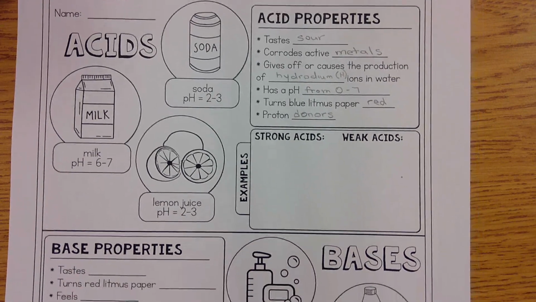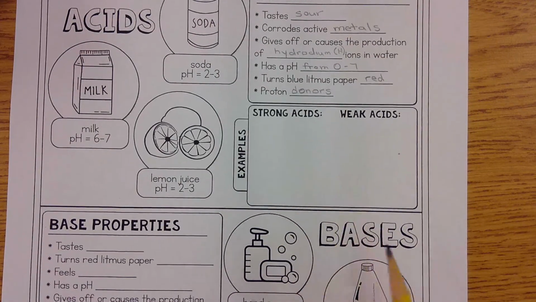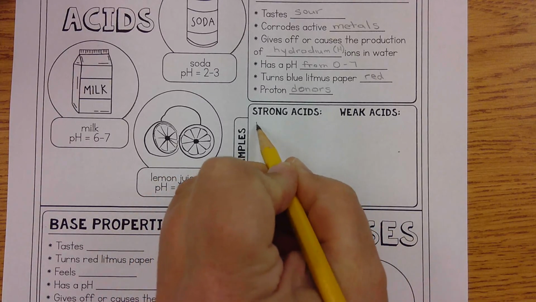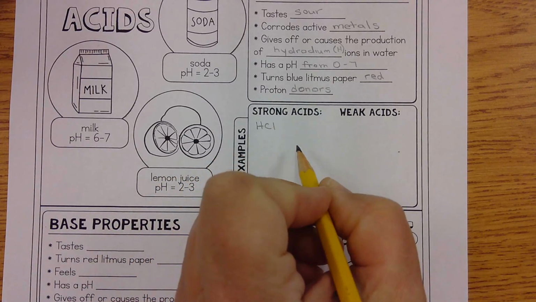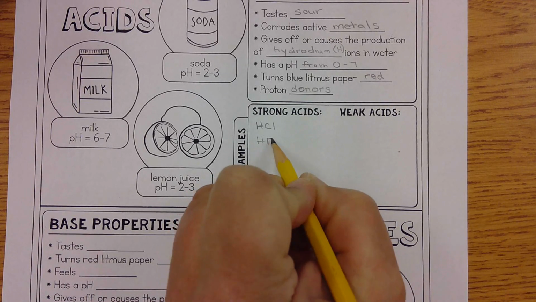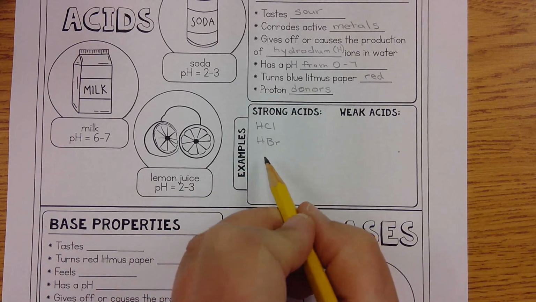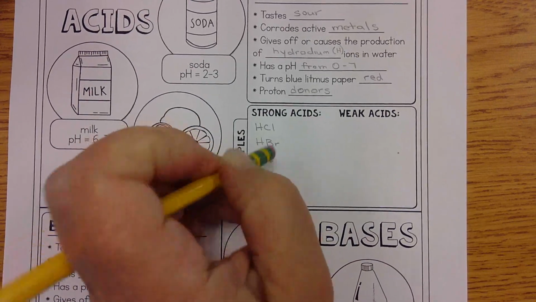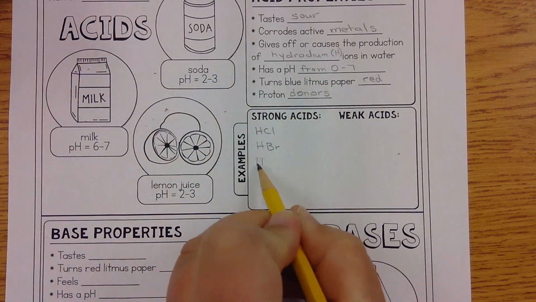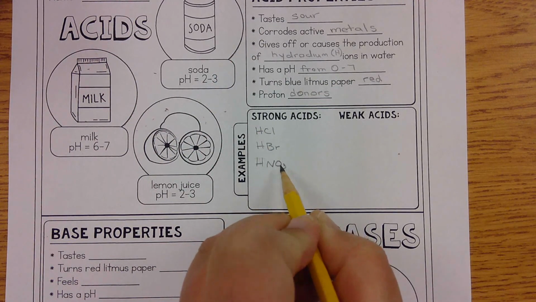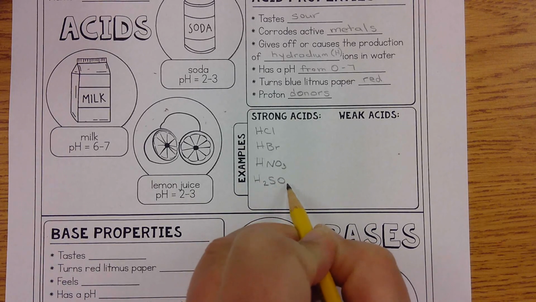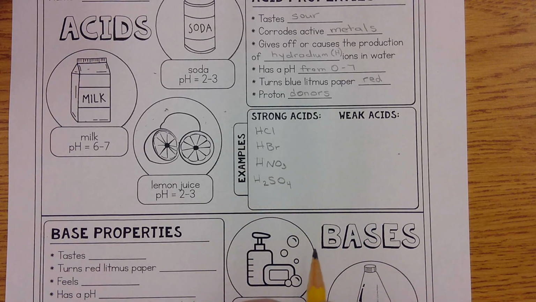Some other examples of acids, and we'll talk about the difference between strong acids and weak acids in the next section. But some examples: hydrochloric acid, HBr, bromic acid. Oops, I did that backwards. Nitric acid, HNO3. I don't know, sulfuric acid, H2SO4. Some of those you've probably heard of. Those are just a few examples.